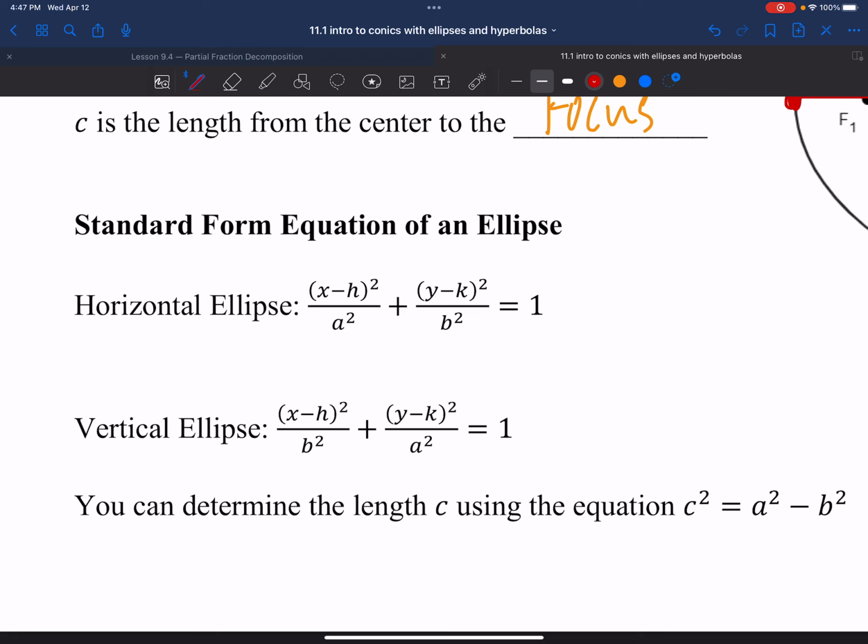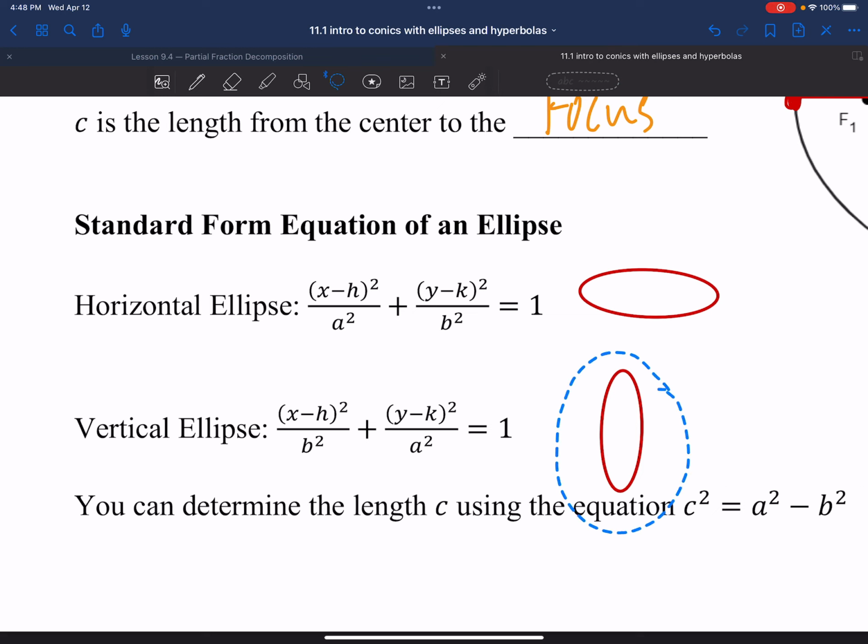So a horizontal ellipse, this means it's a horizontal orientation. It looks like this, right? Maybe I should make it more elliptical and less pointy. That's much better. Actually, I don't even know why I'm doing that because my little pen makes a perfect one. Okay, anyway. So a horizontal ellipse versus a vertical ellipse, right? Here's my horizontal, and then the other one's my vertical. Where's my lasso? There's my lasso.